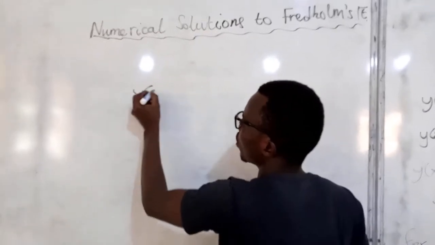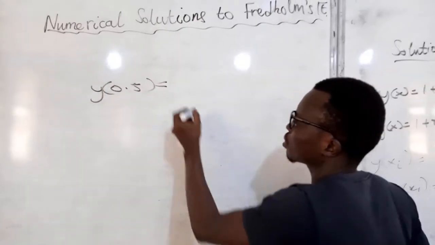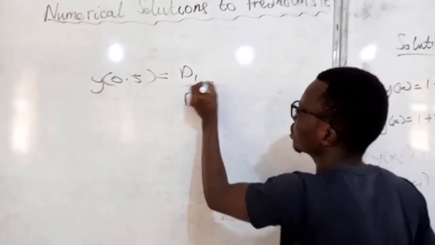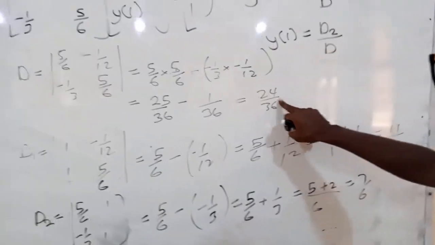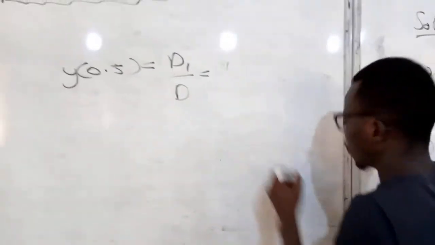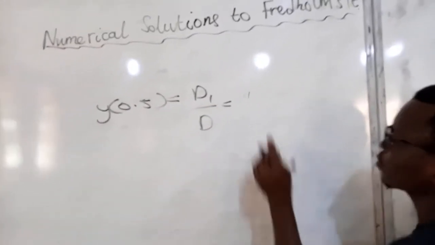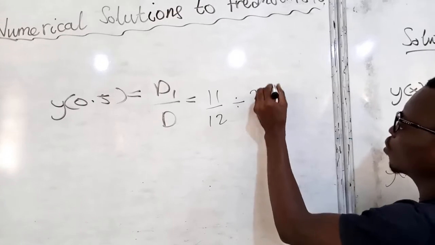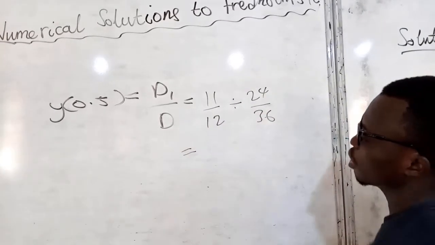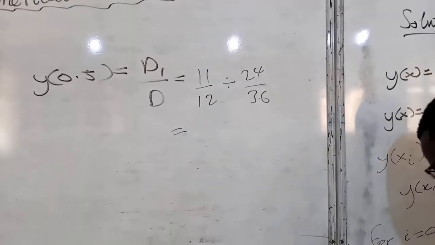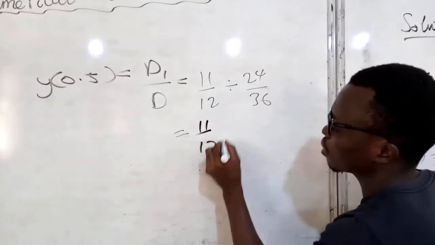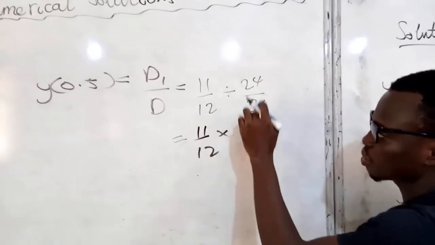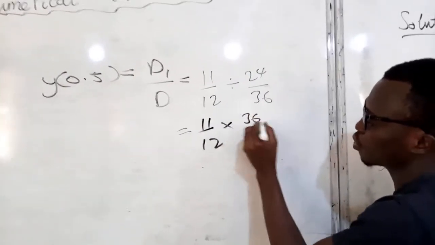So our y of 0.5, which was given as D1 over D, and our D1 is given as 11 out of 12, and D is given as 24 out of 36. So 11 out of 12 divided by 24 out of 36. Now if you solve this, I'm going to have 11 out of 12 times, then you interchange this reciprocal of it, we got 36 out of 24.